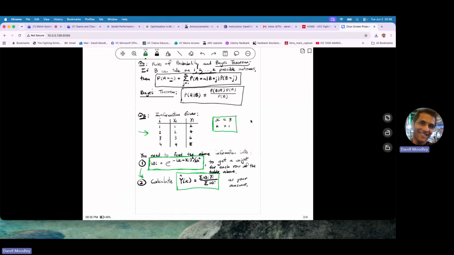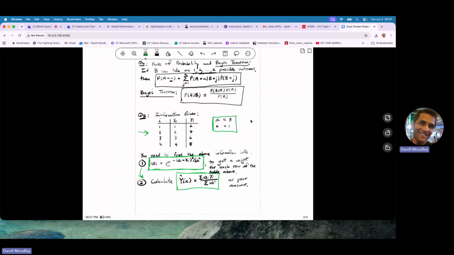Once you have your weights, your W's, and you have your Y's, which are in the table already, you substitute them into this equation and you'll get your predicted Y value. So it's a matter of applying yourself, using the data that's given and putting it into this equation correctly. This question tests your ability to do that.